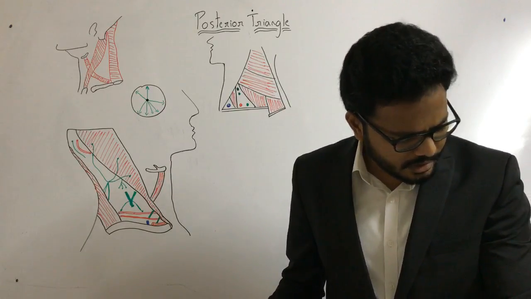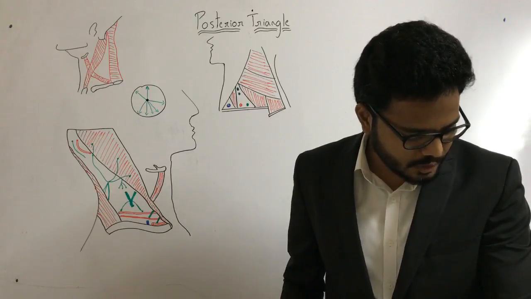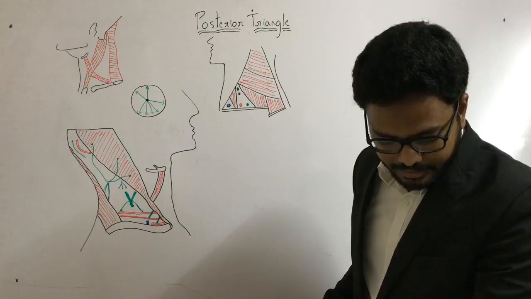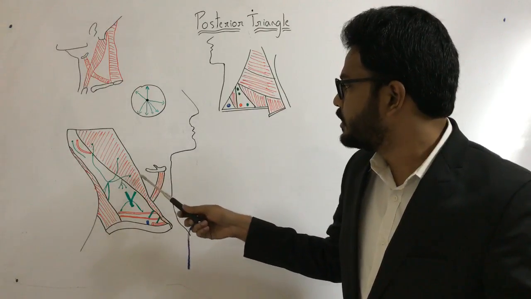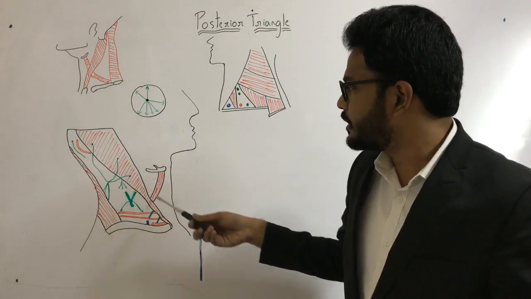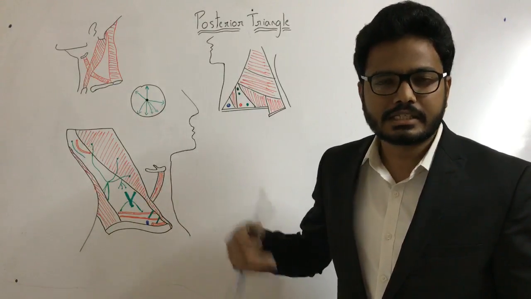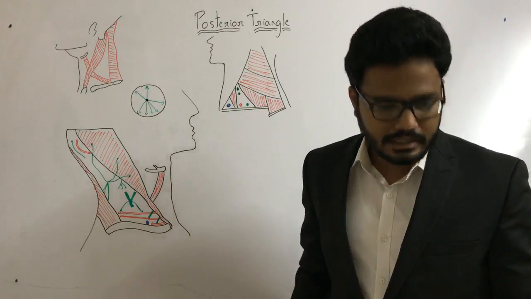And we have something called the oblique vein, which connects the external jugular vein with the internal jugular vein across the middle 1/3 of the anterior border of sternocleidomastoid. So at the anterior border of sternocleidomastoid, in the middle 1/3, we have an oblique vein which connects the external jugular vein with the internal jugular vein.